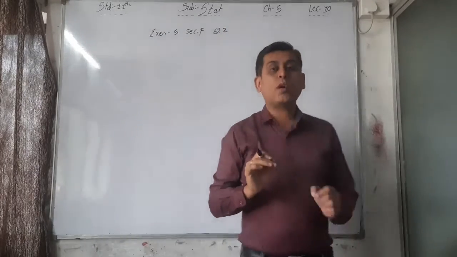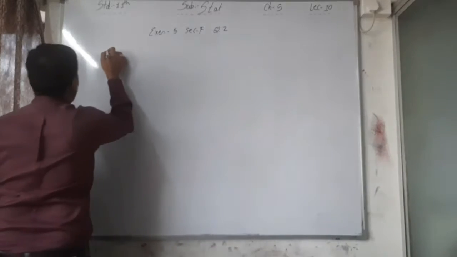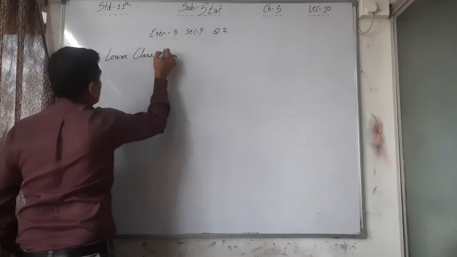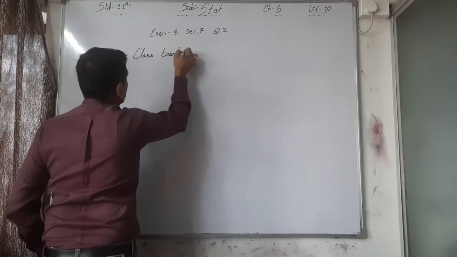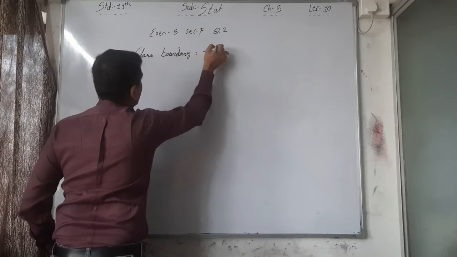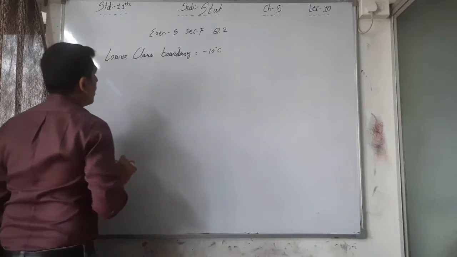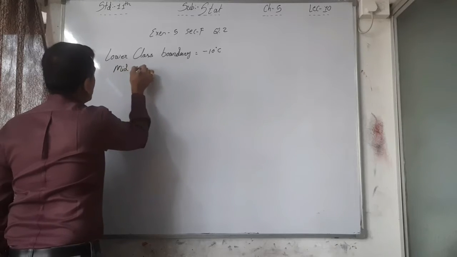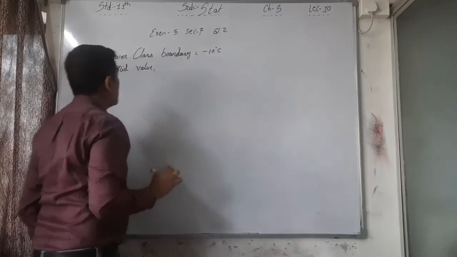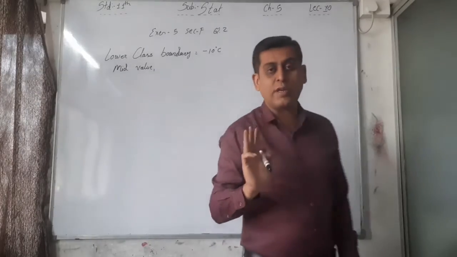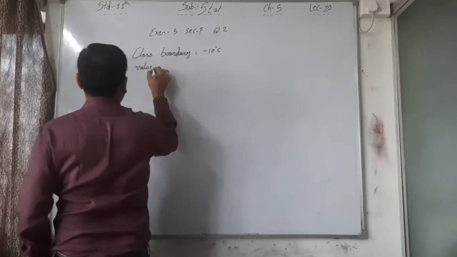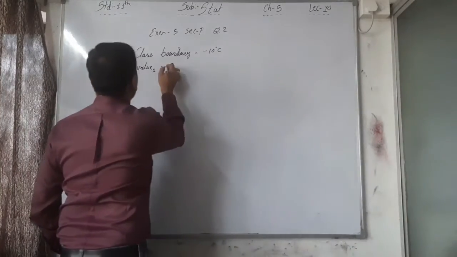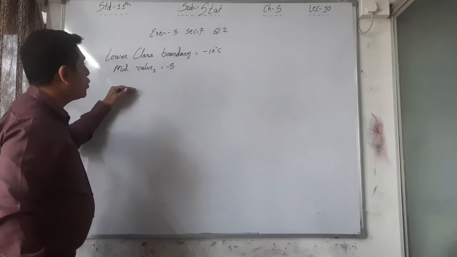See, the lower class boundary is given first, that is minus 10 Celsius. Now the mid values. All the mid values are given, but we are writing them out as mid value 1, mid value 2, mid value 3 and so on. So your first mid value is equal to minus 5. These two data are given.